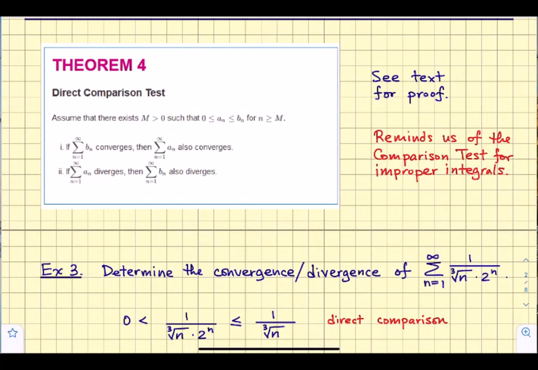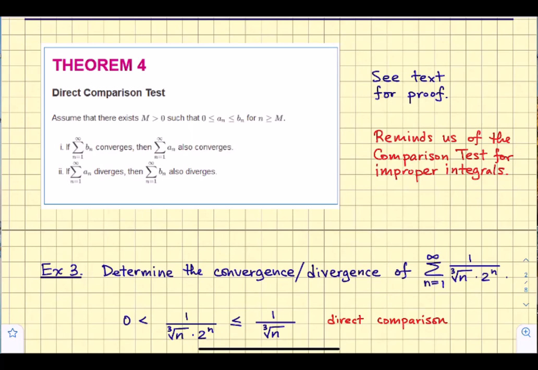Now, another test that we want to be able to use is called the direct comparison test. The reason we have these various tests is maybe the hypotheses of the integral test don't apply in a certain situation. So we like to have as many tools and as many options as possible. Maybe it's doable by the integral test, but it would be much easier to do by another method. So we'd like to have as many tests to determine convergence or divergence as we can.